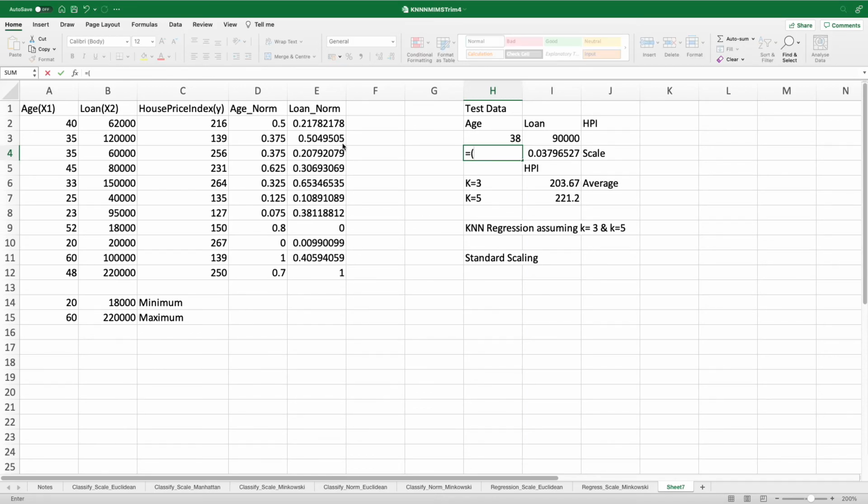Similarly, is equal to open bracket this minus x min divided by open bracket x max minus x min. Similarly, is equal to open bracket x minus x min, sorry, I am using wrong values, this x minus x min divided by x max minus x min. So you got 0.21. Is it correct? Yeah.